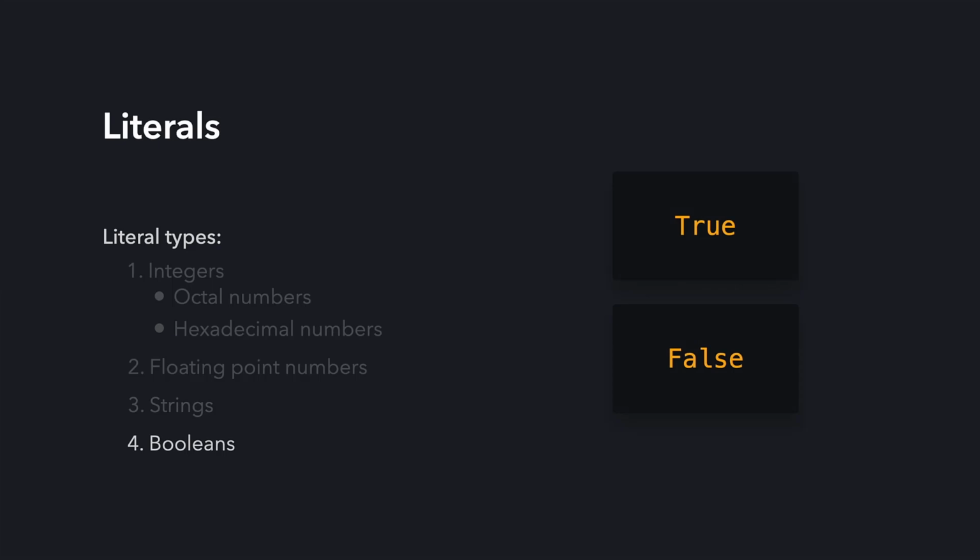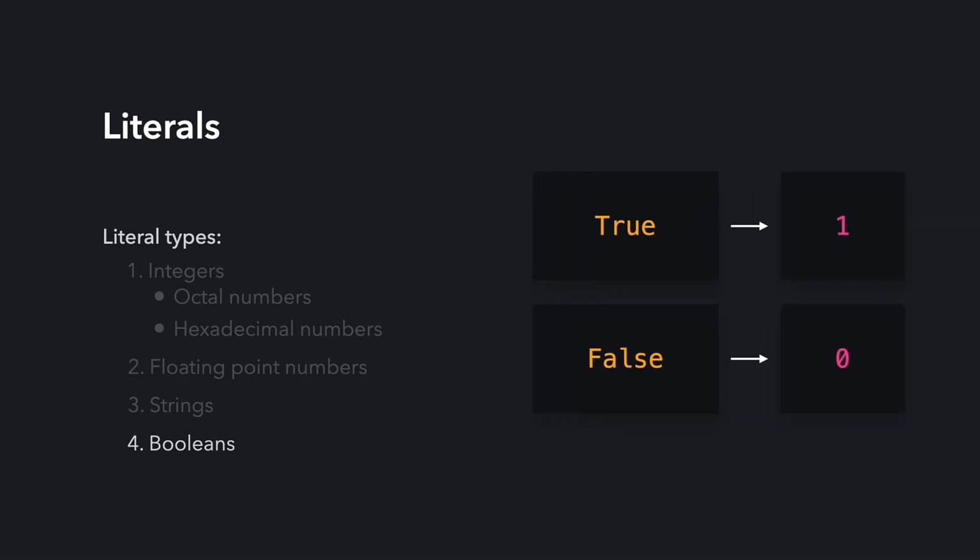There are two boolean values. Something is either true or something is false. Sometimes you'll see that the truthfulness of a value is represented by either a 0 or a 1. In this numeric context, a 1 means that the value is true, whereas 0 means that the value is false.